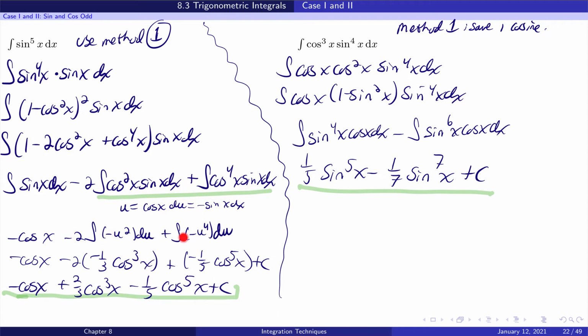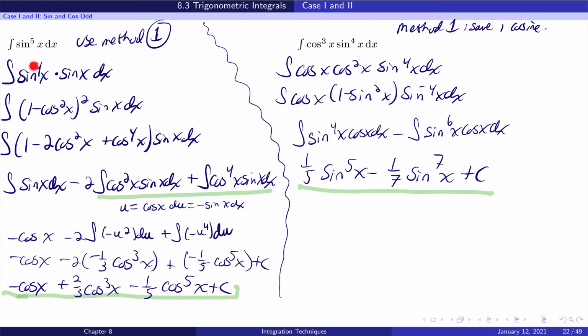This negative is going to come outside, and this negative is going to come outside, but I've got antiderivative u squared du and antiderivative u to the fourth du, which we can do pretty quickly. 1/3 cosine cubed, 1/5 cosine to the fifth. Replace your u back with cosine, and you're done. Don't forget the plus c at the end. So the idea is odd powers separate, have one odd, one even.